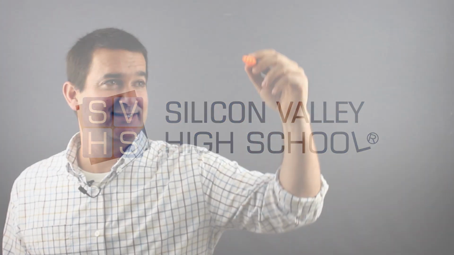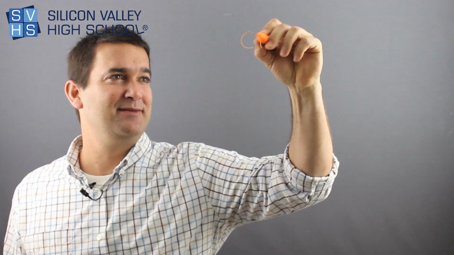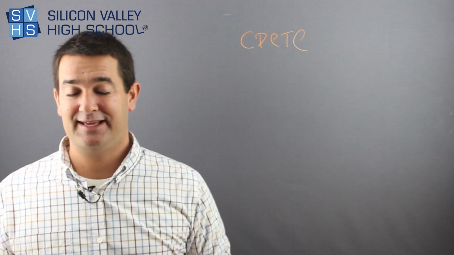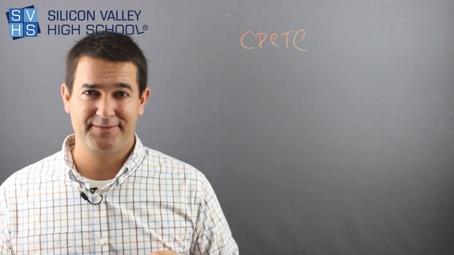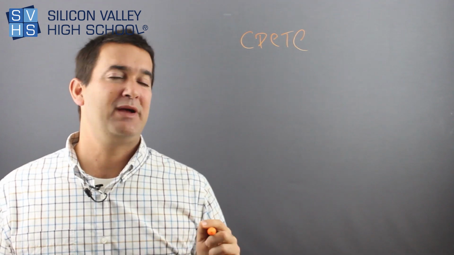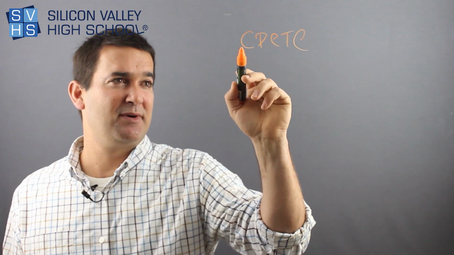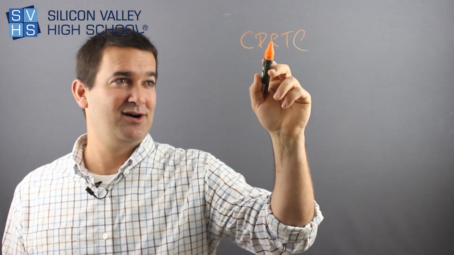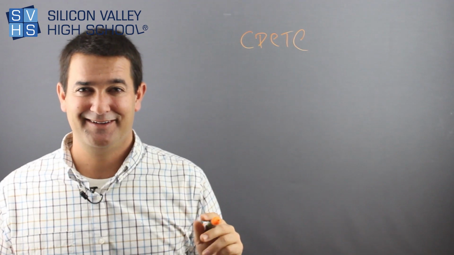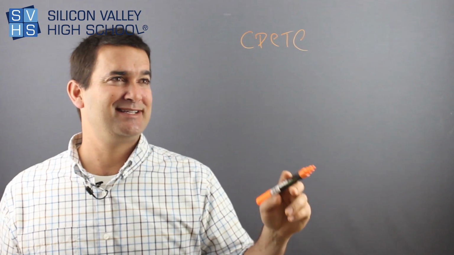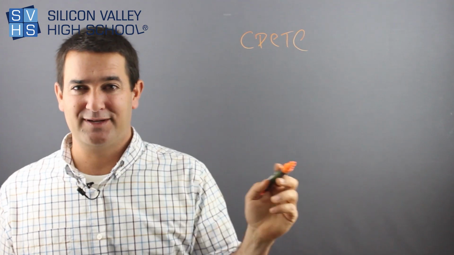One of the most annoying things in geometry is CPCTC, because it's impossible to memorize that acronym unless you're a nerdy math teacher. But basically what it stands for is corresponding parts of congruent triangles are congruent, right? That's pretty annoying. But basically this is what they're talking about.